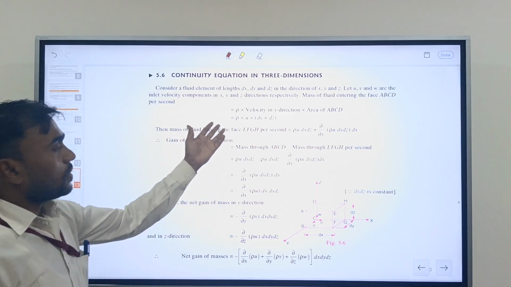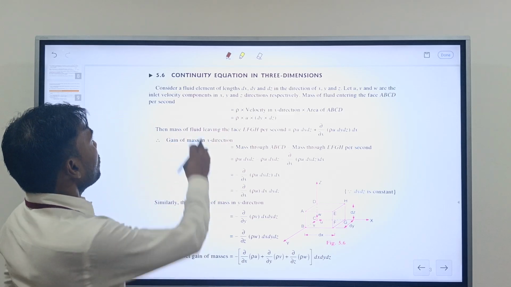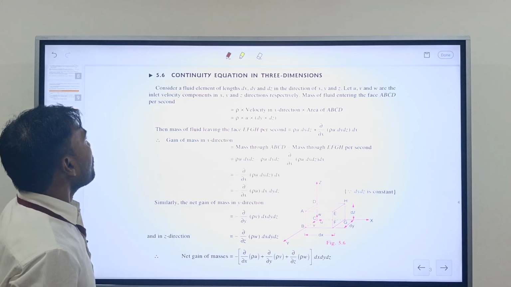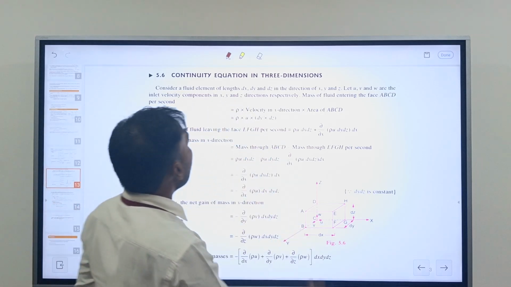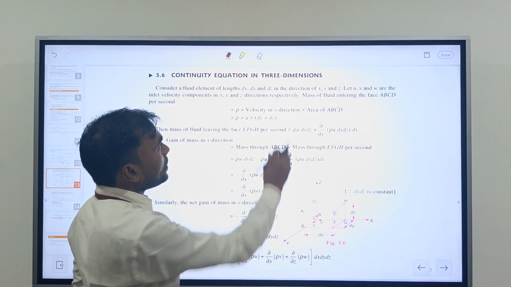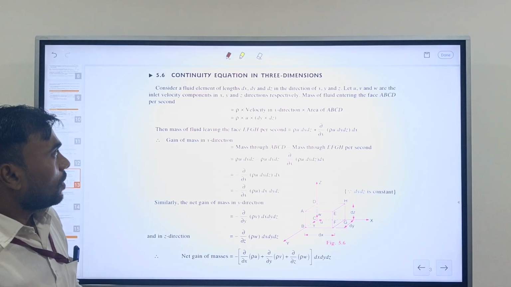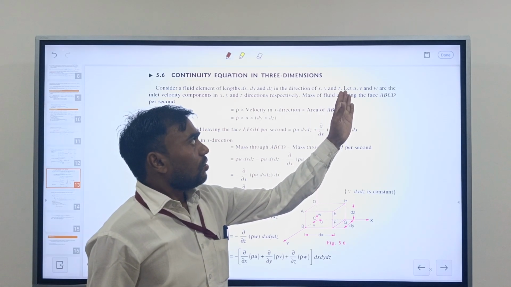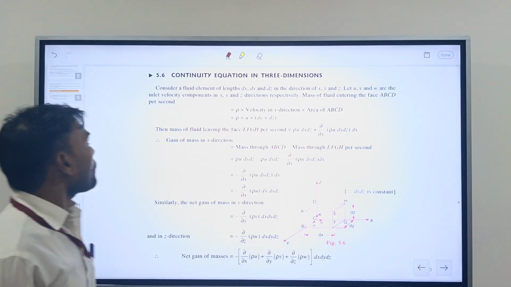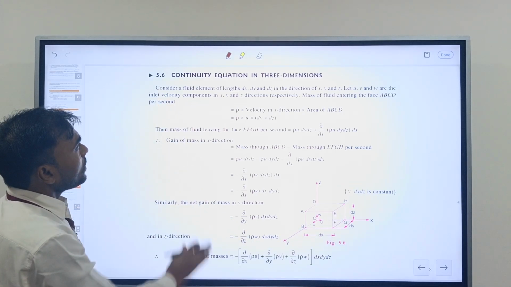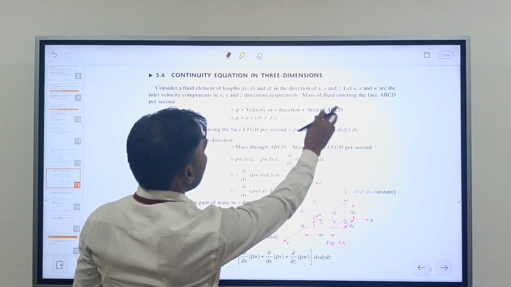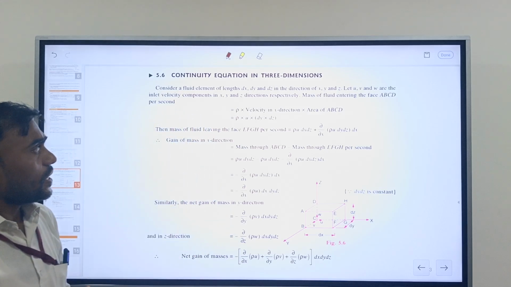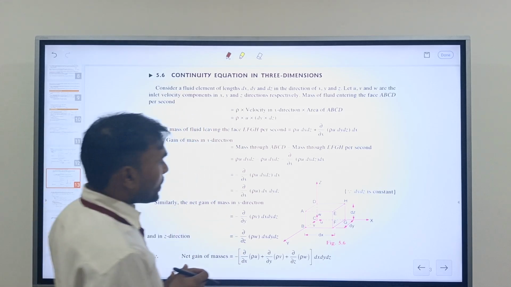I will cover it in a short way. So what is the continuity equation in three dimensions? Consider a fluid element of length dx, dy and dz in the direction of x, y and z, and small u, small v and small w are the inlet velocity components in the x, y and z directions respectively.